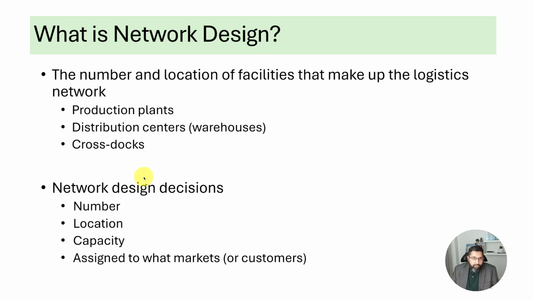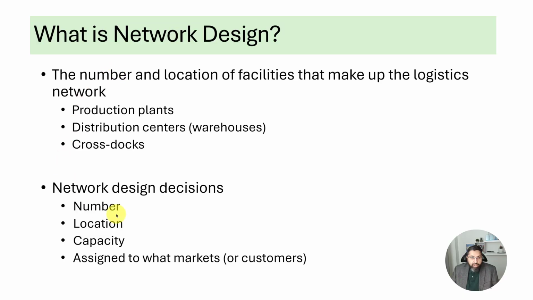So think of a supply chain where you have suppliers, maybe some component manufacturers, then an assembler or final product manufacturer, and then they ship it to some distribution centers from where product goes to retail or to customer homes. So all of that comprises the logistics network.